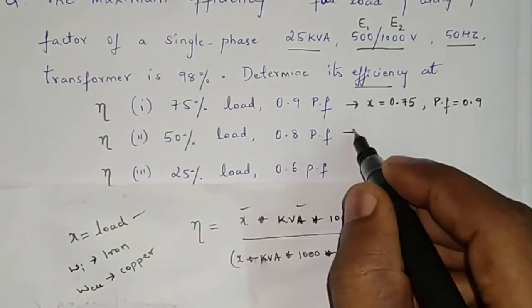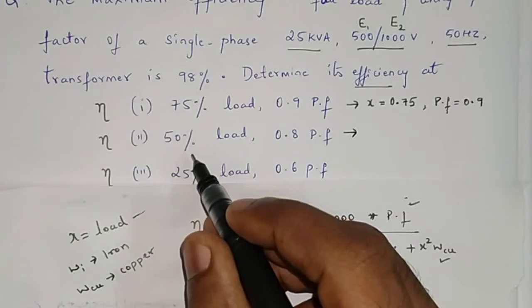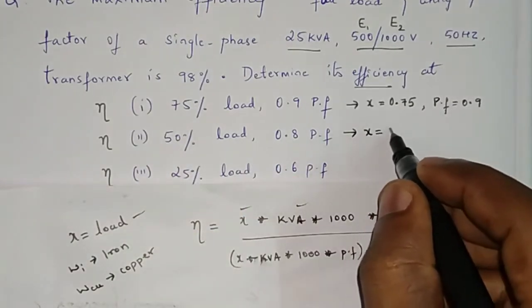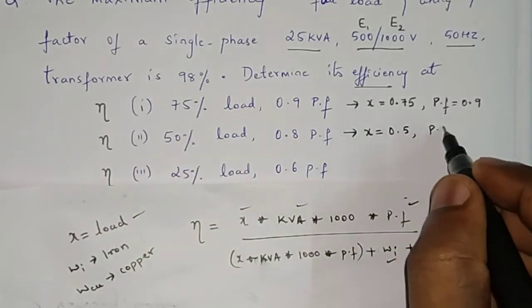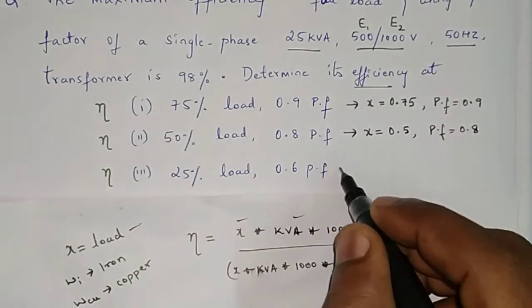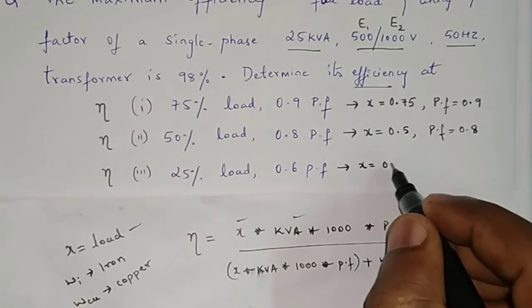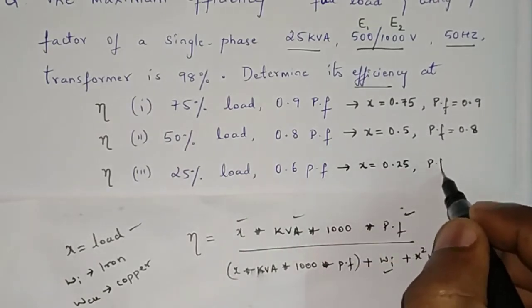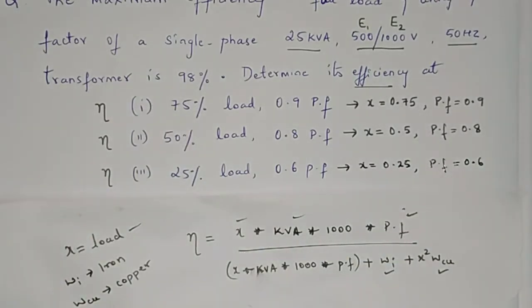So in each case they are given load and power factor. In the second case also, they are given as 50% load. Convert to decimal, it will be 0.5. Power factor is given as 0.8. In the third case, 25% load. Once again X will be 0.25, comma, power factor will be 0.6. So this is what they are given apart from the power and induced EMF in the question.